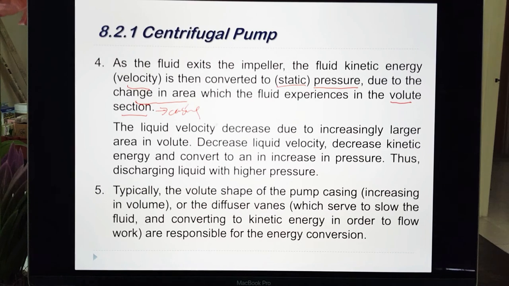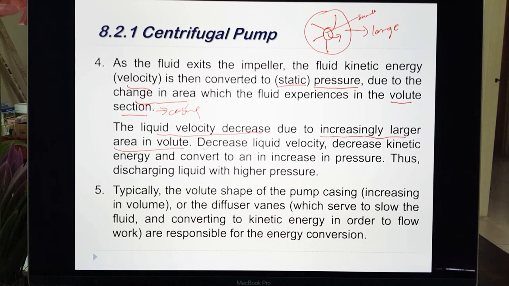The liquid velocity will start to decrease, due to the increasingly larger area in the volute. Volute shape: from the center, the fluid goes out through this particular rotating impeller. Can you see that this particular area is a small area? However, this volute casing is a large area. So there is a change of size of the casing, and the liquid velocity decreases.